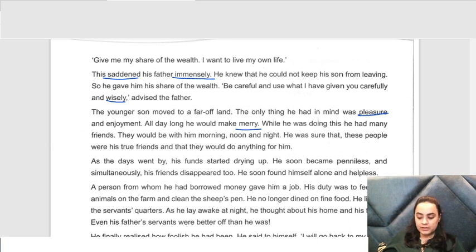While he was doing this, he had many friends. They would be with him morning, noon, and night. He was sure that these people were his true friends and they would do anything for him.